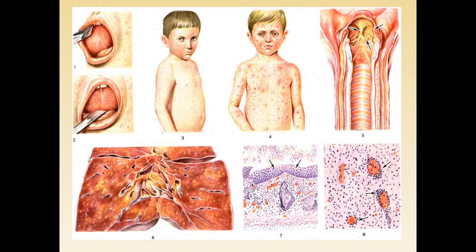So, the different morphological changes in measles: changes on the skin, the rash; on the mucous membranes; and in the lungs, the formation of pneumonia.